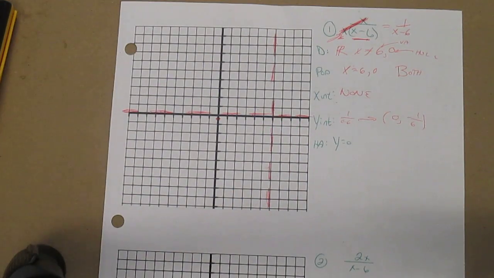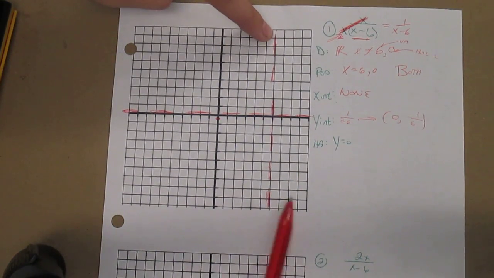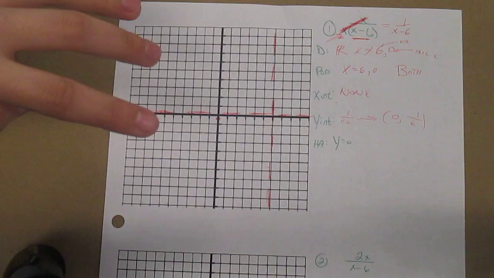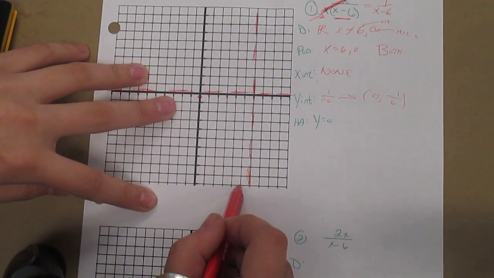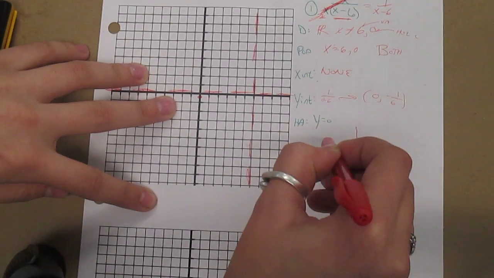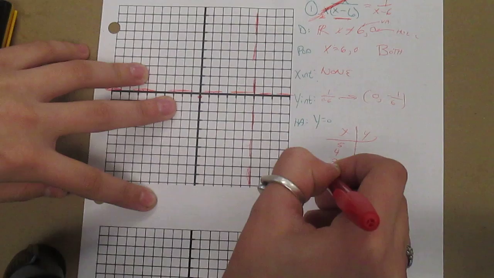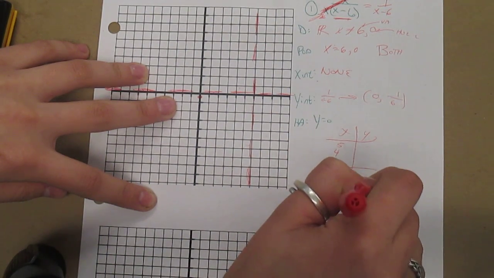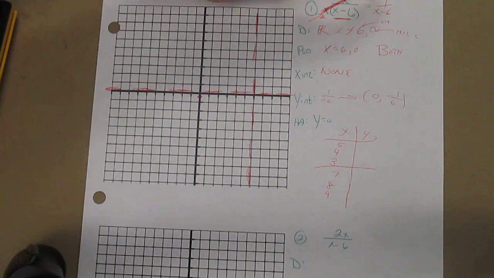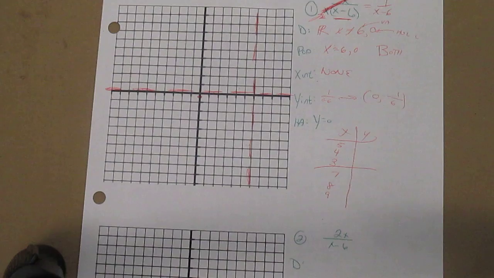So here's where you all get stuck. If there's a vertical asymptote, you need to pick points to the left and right of the vertical asymptote. So I'm going to pick points. To the left would be 5, 4, and 3, and to the right would be 7, 8, 9. So I'm going to plug those into 1 over x minus 6. Anywhere you see an x, plug in those numbers.